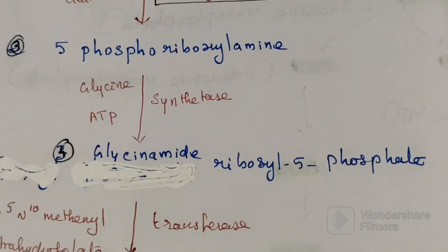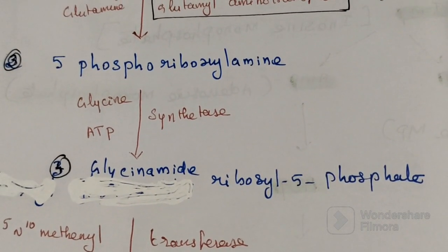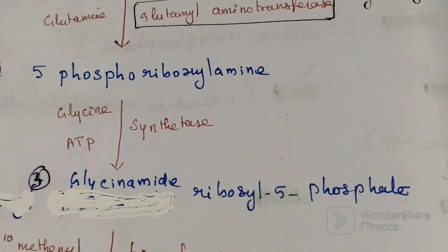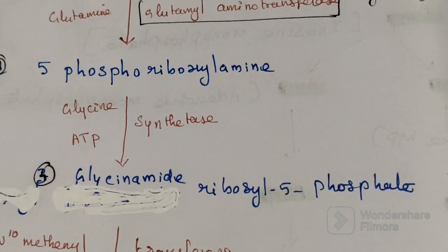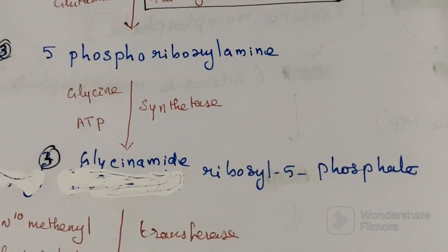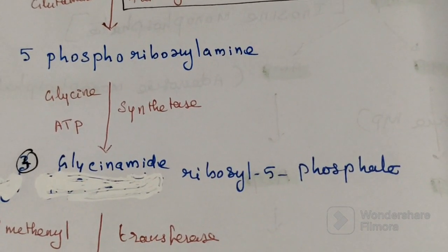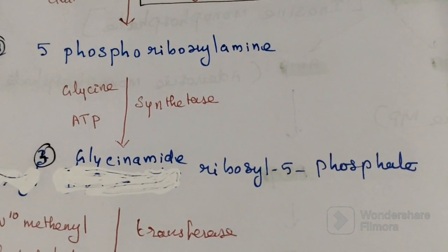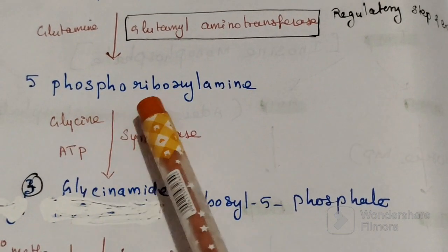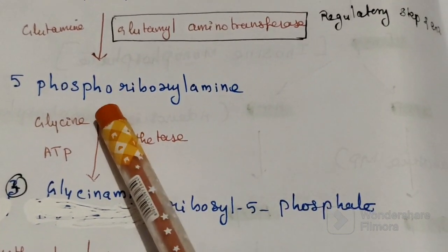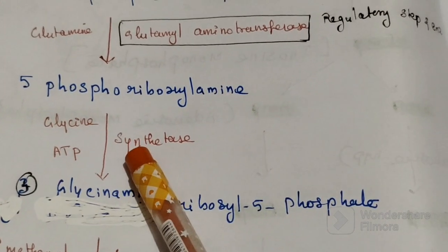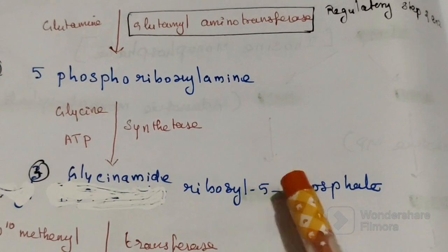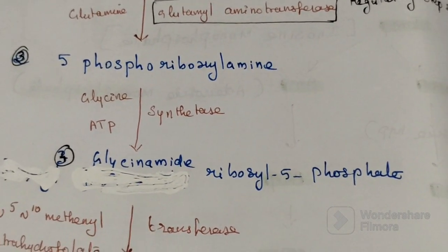Now the third step. 5-phosphoribosylamine, in the presence of ATP, glycine and synthetase enzyme, is converted into glycinamide ribosyl 5-phosphate. It is the third step.